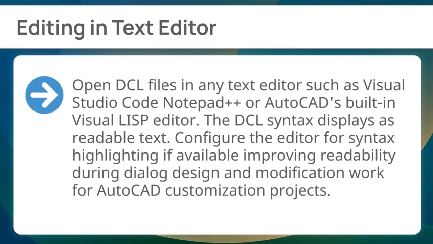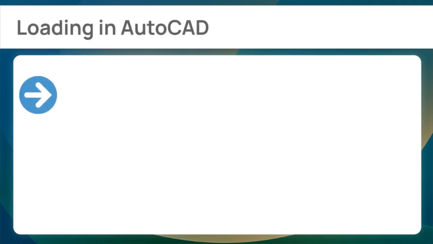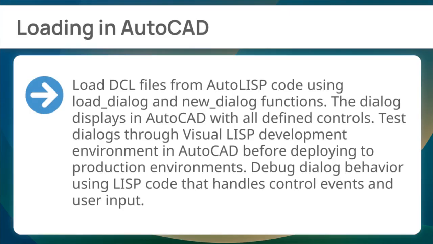The DCL syntax displays as readable text. Configure the editor for syntax highlighting if available, improving readability during dialog design and modification work for AutoCAD customization projects. Next, loading in AutoCAD. Load DCL files from AutoLISP code using load dialog and new dialog functions. The dialog displays in AutoCAD with all defined controls.